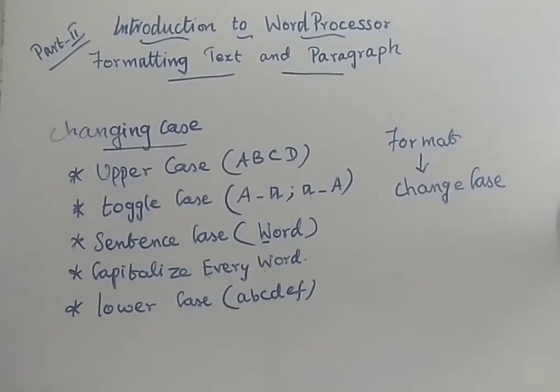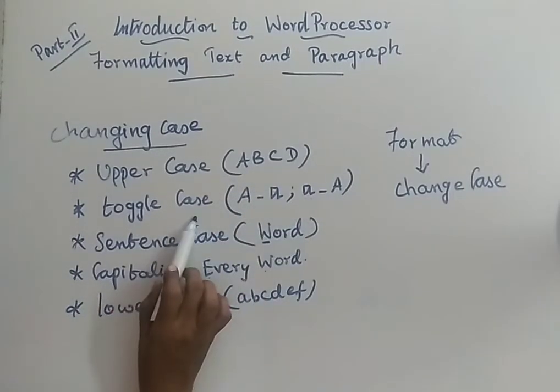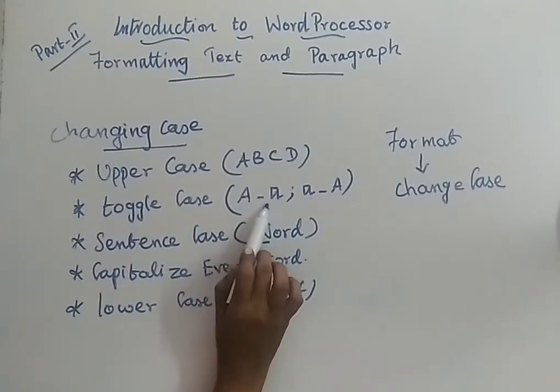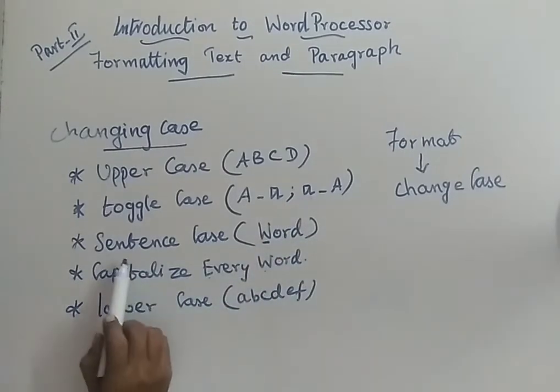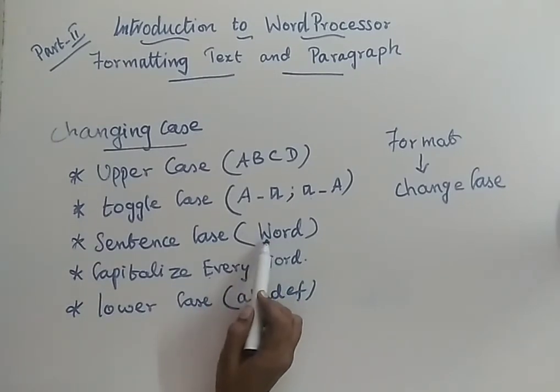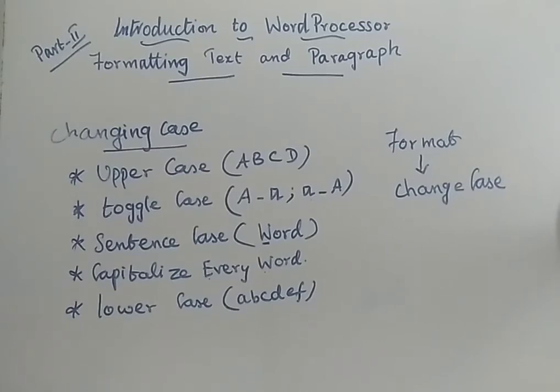The first one is uppercase, that is, everything will be in capital letters. The next one is toggle case. It is changing from uppercase to lowercase, or from lowercase to uppercase. The next one is sentence case. In the sentence, the first letter will be a capital letter. The next one is capitalize every word. That is, in the whole paragraph, for each and every word, the first letter will be a capital letter. And the next one is lowercase. Lowercase means whatever you type, everything will be in small letters.